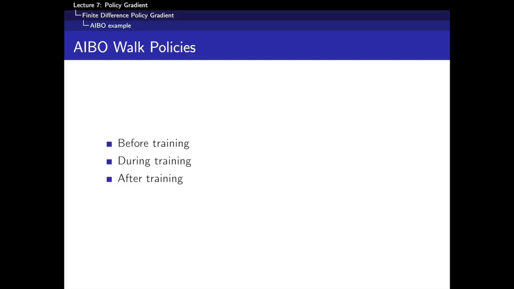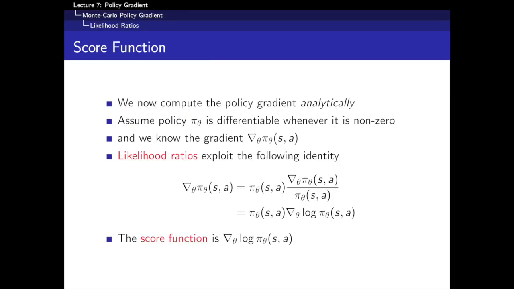Okay, so we'll start with the simplest approaches, no value functions yet. That's the Monte-Carlo approaches, and then we'll come back and bring value functions back into the picture. So we're going to use the following idea: we want to compute the policy gradient analytically, and we're going to assume that our policy is differentiable. It doesn't technically have to be differentiable everywhere, it only has to be differentiable when it's actually picking actions.